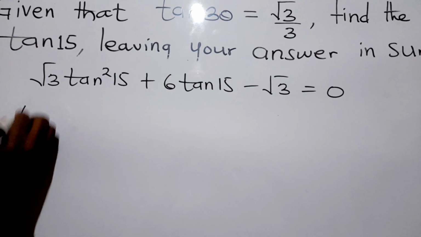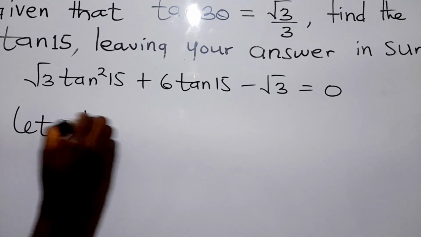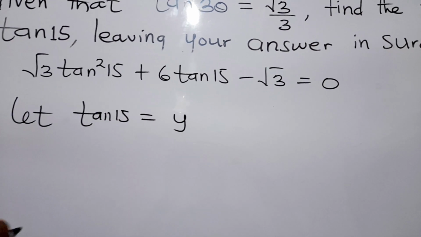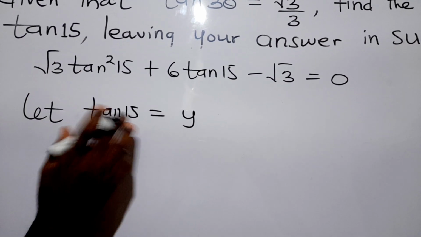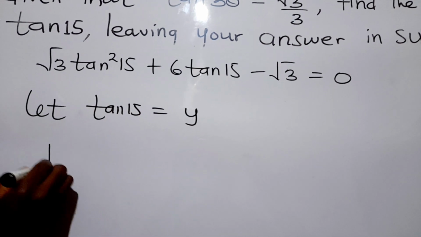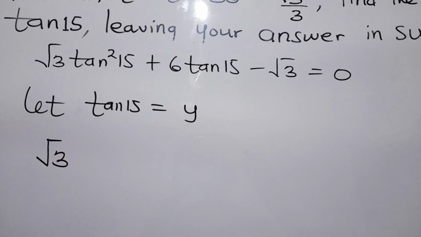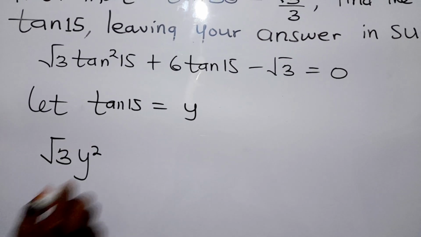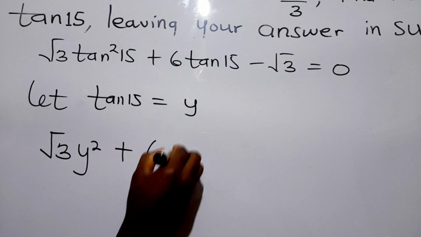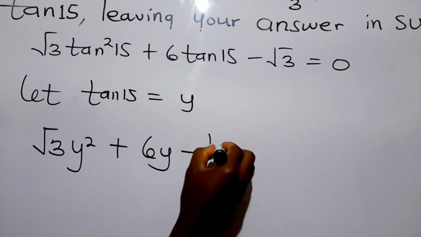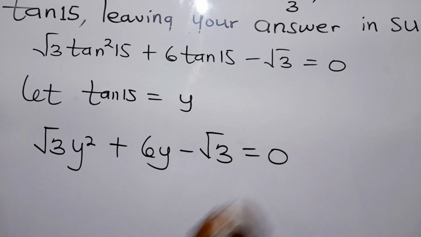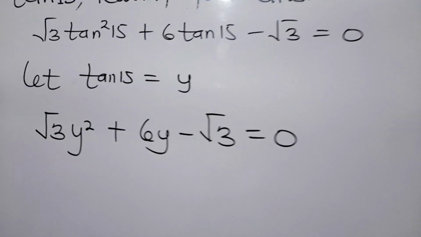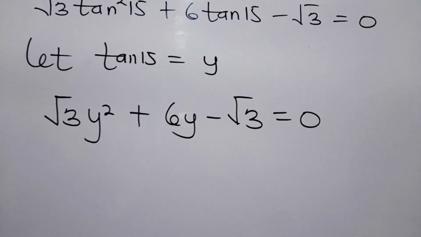From here, we'll let tan 15 be equal to y. So in place of tan 15, we substitute y. Then we can say our equation will be reduced to root 3 y squared plus 6y minus root 3 is equal to 0. So this is a quadratic equation which we need to solve and find the roots of y. And we can use the quadratic formula.